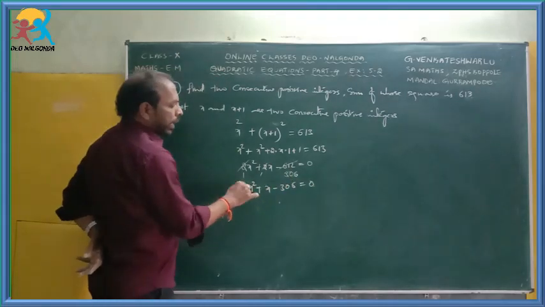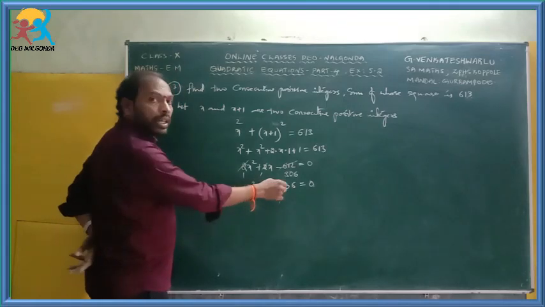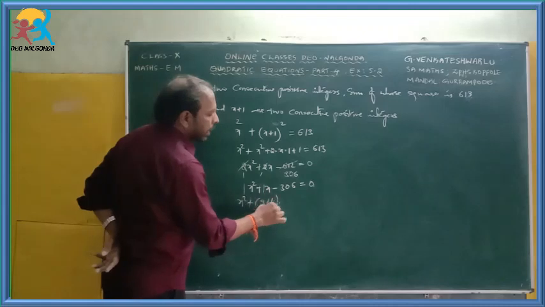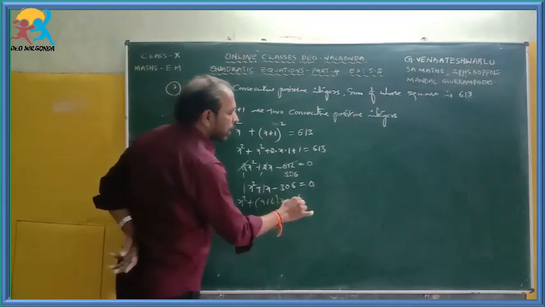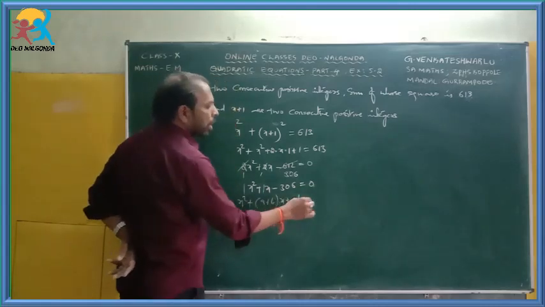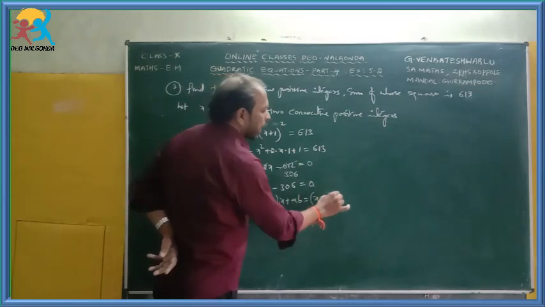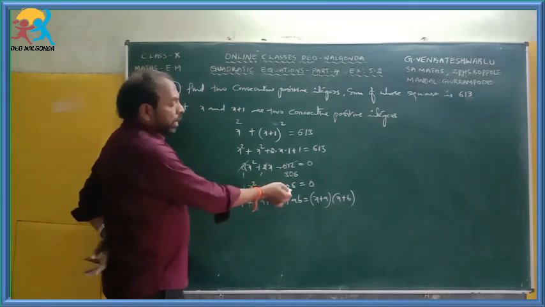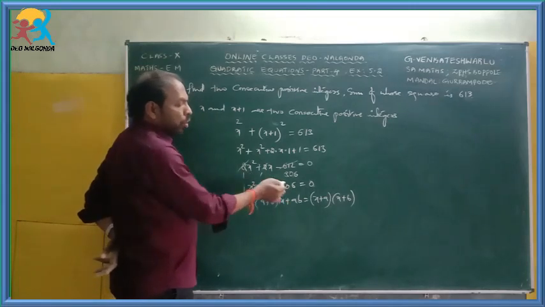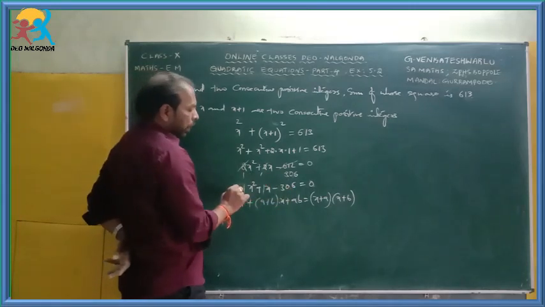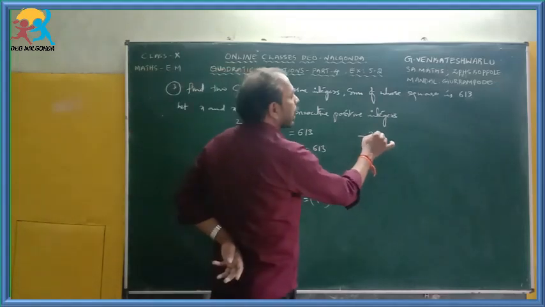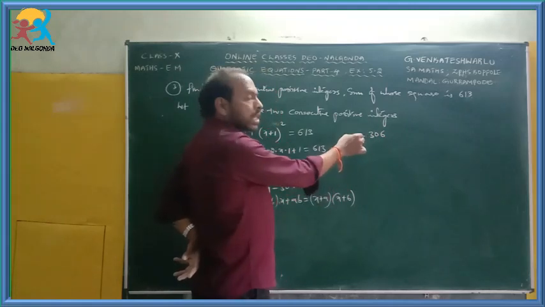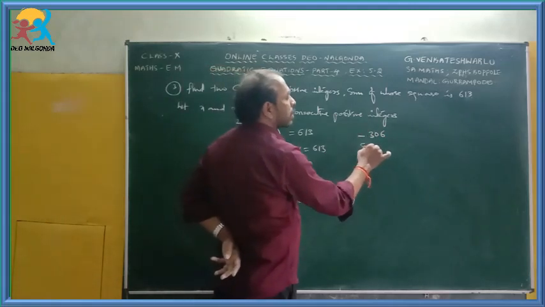So this equation can be split using x square plus (a plus b) x plus ab, which equals (x plus a) into (x plus b). Here, look, the product of the x square coefficient and the constant is 1 into minus 306. 306 has a negative sign, that's why we need to subtract the factors.